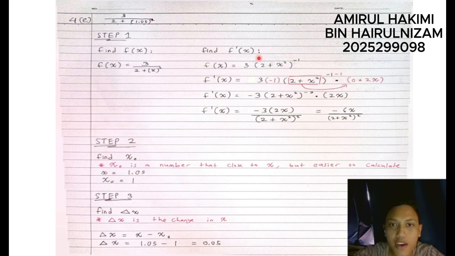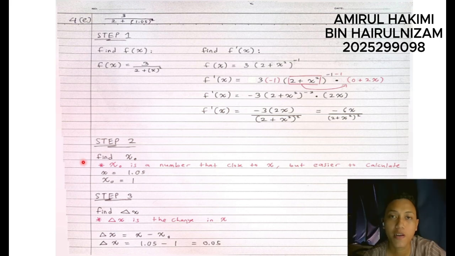Then we can find the derivative of f(x), which is f'(x). First, we lift the denominator to the numerator by changing the power to negative 1. Then we simply differentiate this using the chain rule, and we get negative 3 times (2 + x squared) to the power of negative 2, times 2x. Simplifying all this, it becomes negative 6x over (2 + x squared) all squared.